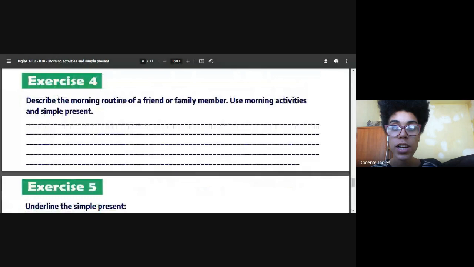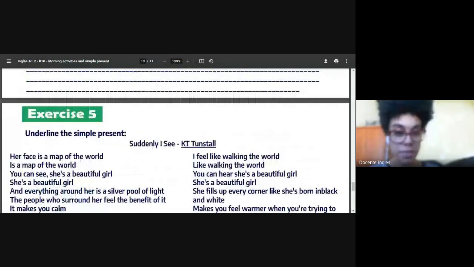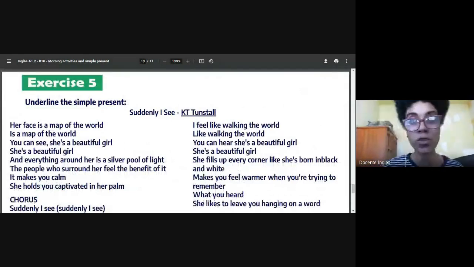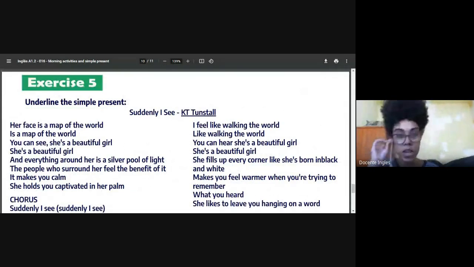I believe this is our final activity. And our final activity consists of a song. You will have the link to this song, so I'm not going to play the song here. What are you going to do? You're going to play the song, but how many times? As many times as you want. Okay? You play the song, but what do you have to do?